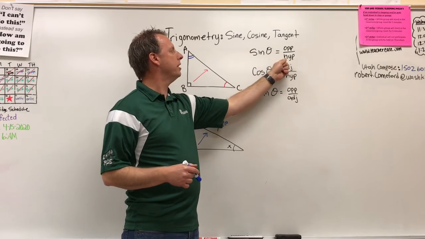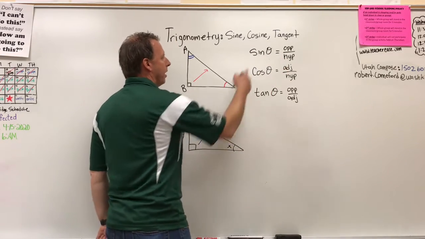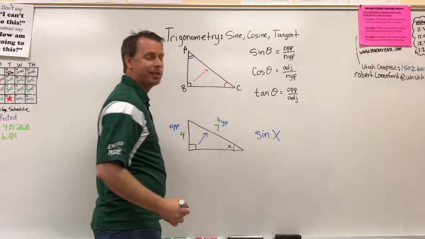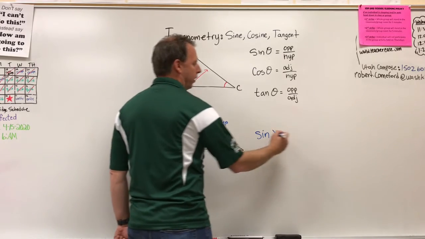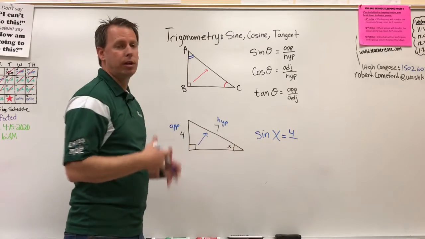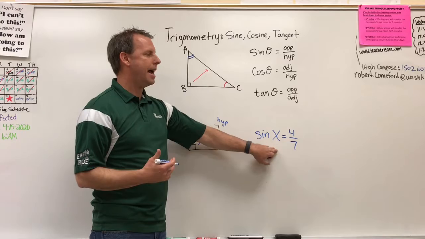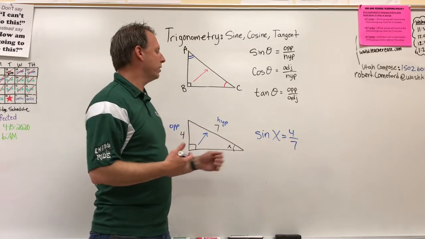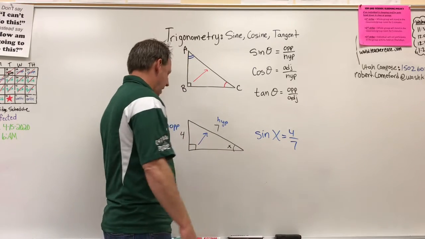I come back over here. Opposite and hypotenuse is sine. So I'm going to set up this equation. Apparently the sine of the angle, which I don't know this time, is equal to the opposite side, 4, divided by the hypotenuse, 7. Right? So I've got the sine of x, the angle that I don't know, is equal to 4 divided by 7. And now I'm just going to solve for x.